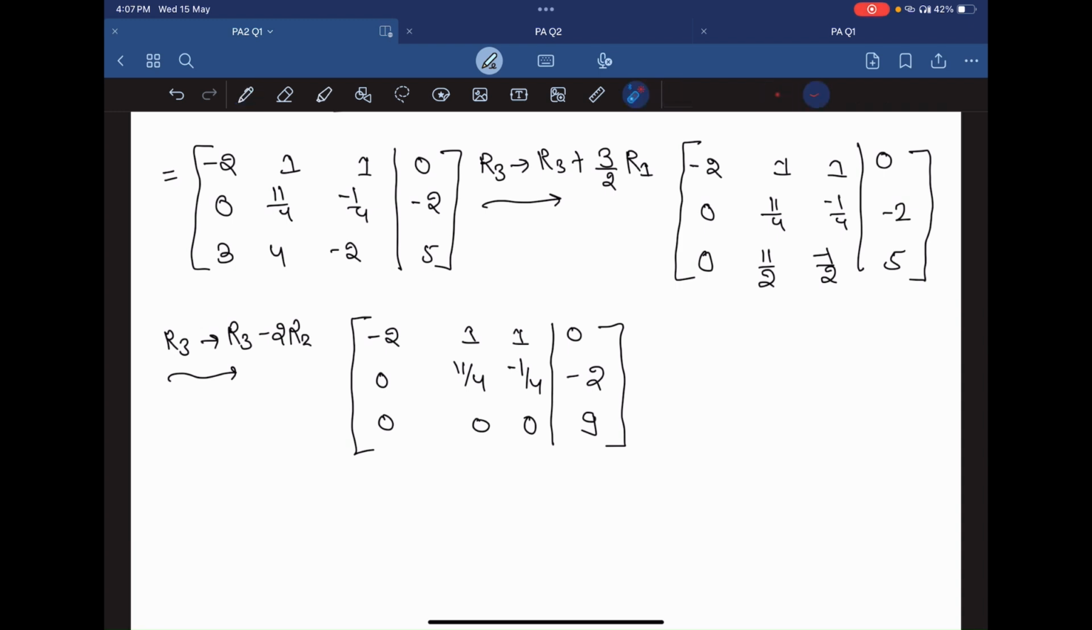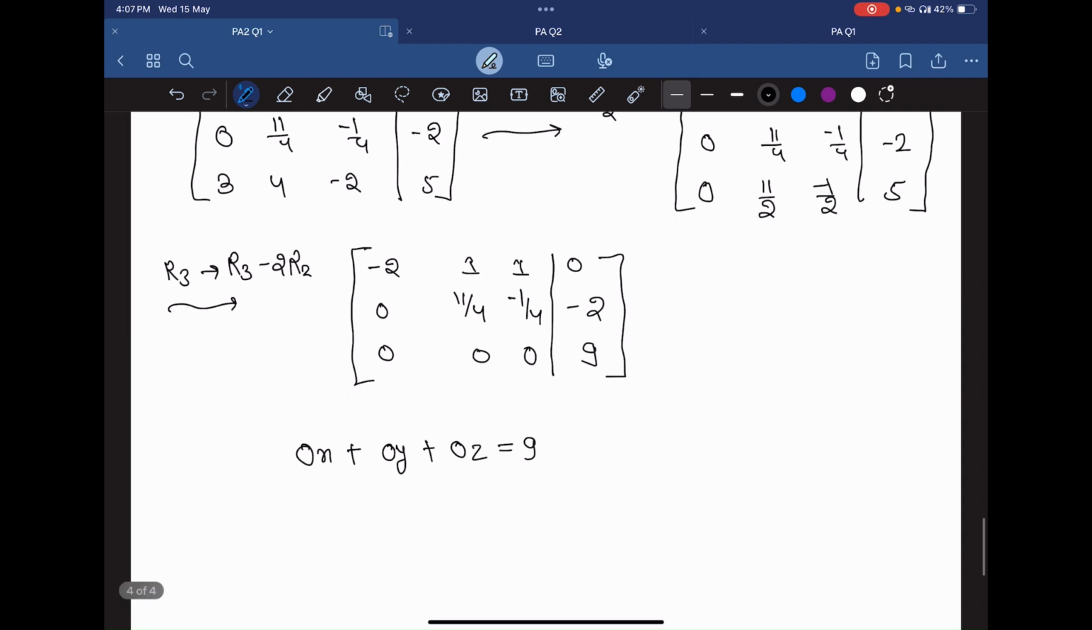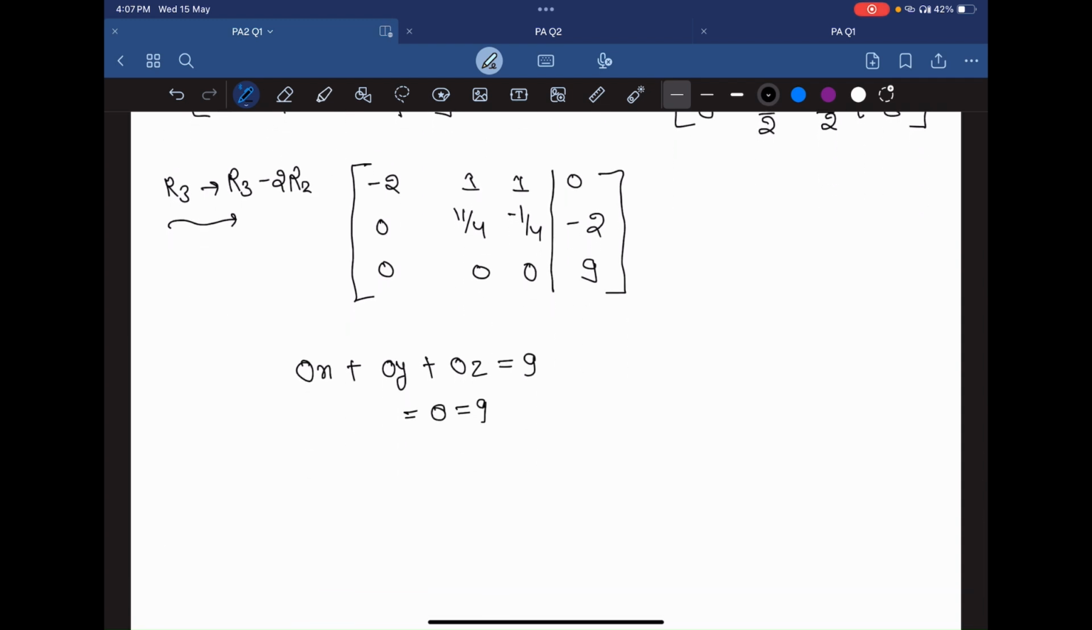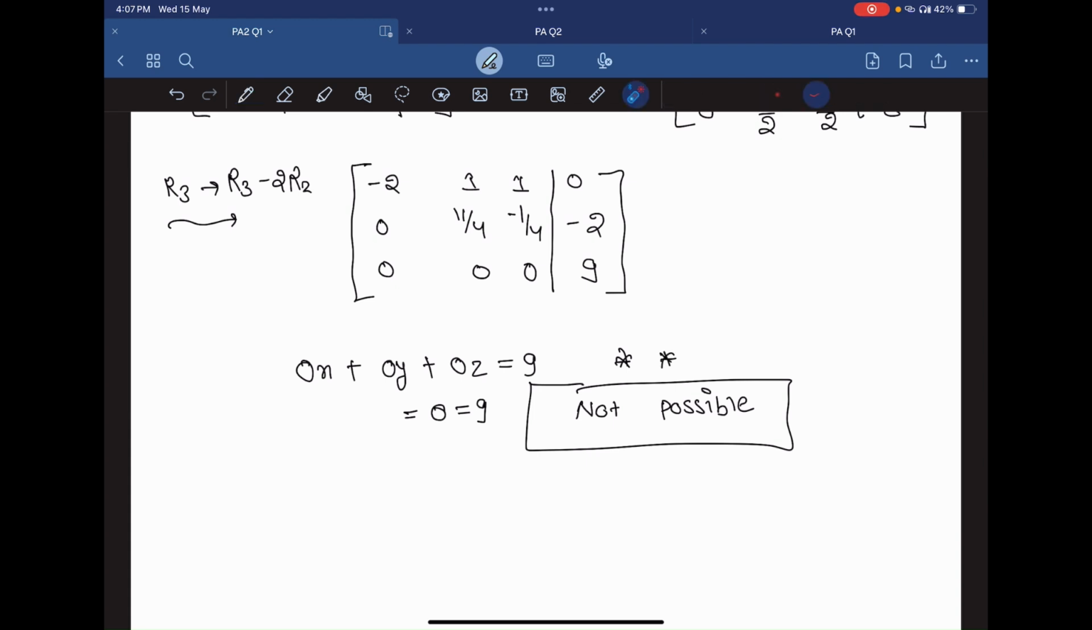Now we have got a 0 row on the left hand side of this line, while a non-zero number on the RHS side. So this corresponds to 0x plus 0y plus 0z is equal to 9. So basically 0 equals 9, and that is not possible. And hence the system will not have any solution.